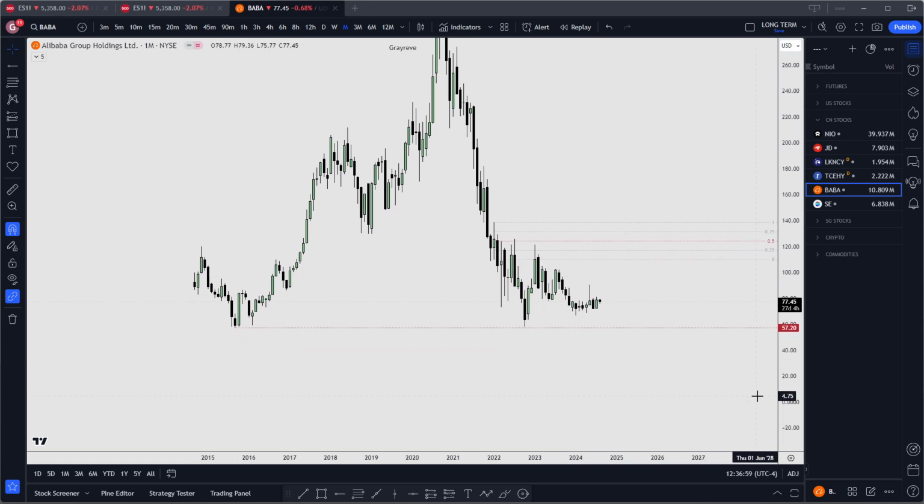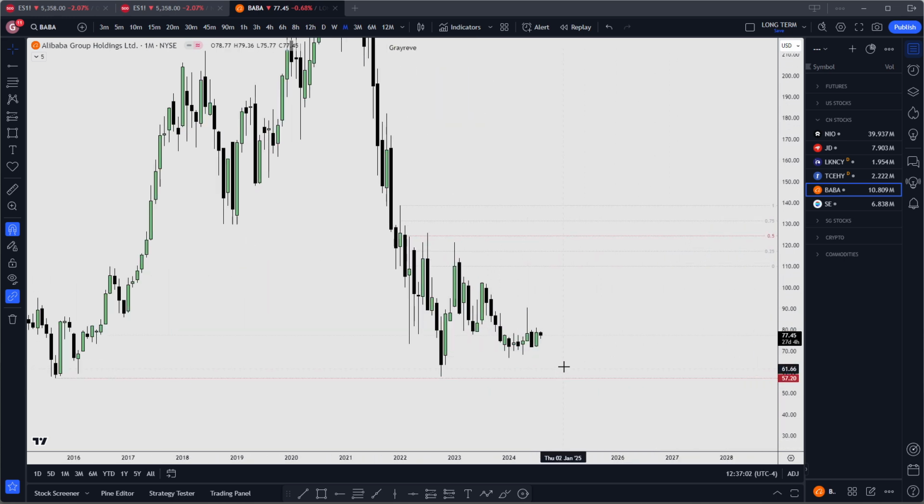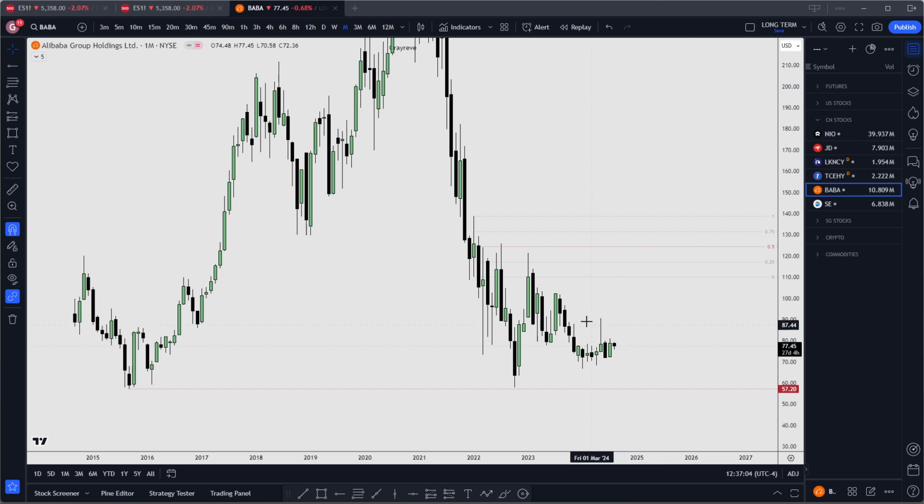Similar to Tencent, we have Alibaba right here. Same thing, it does not look like it wants to go anywhere. If you take a look at the candles' range, they are really small as compared to the past few years. So I think it's taking its time. It's building up more orders down here, and eventually it's going to run down into 57.2, making new all-time lows, right? So that's just my bias.